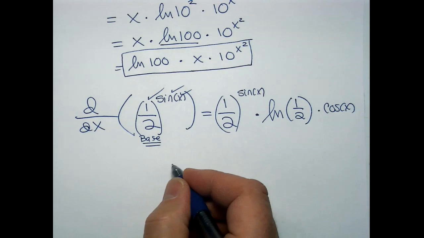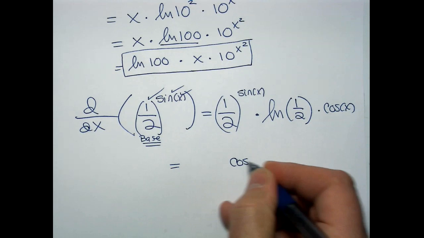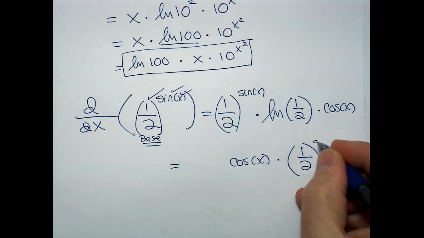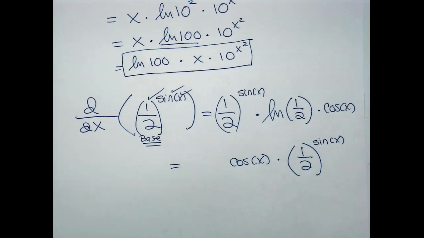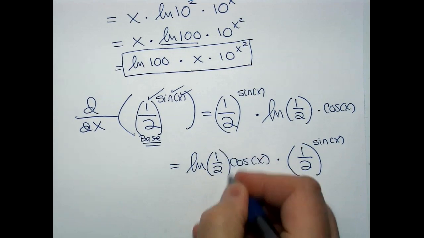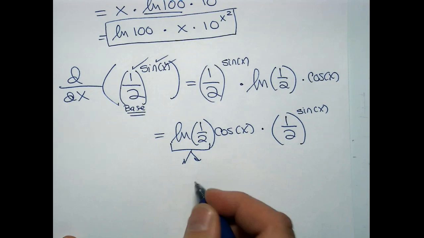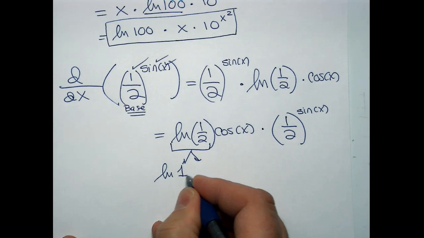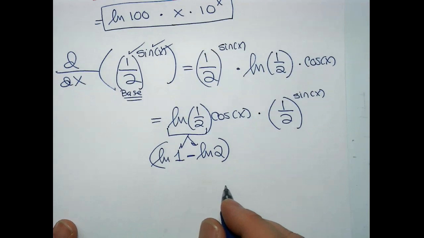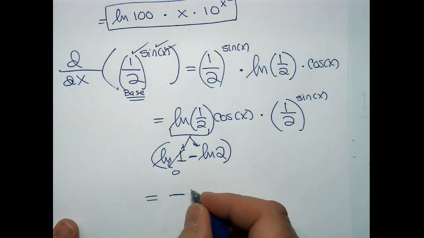So the answer here would be the following. Let's put cosine of x first. Usually we reserve the exponential for the very back of the problem. And let's put this number right here. Now, there's more to this number than meets the eye, because it's a logarithm that could be broken up as natural log of 1 minus the natural log of 2. But the natural log of 1 is 0. So here's another version.